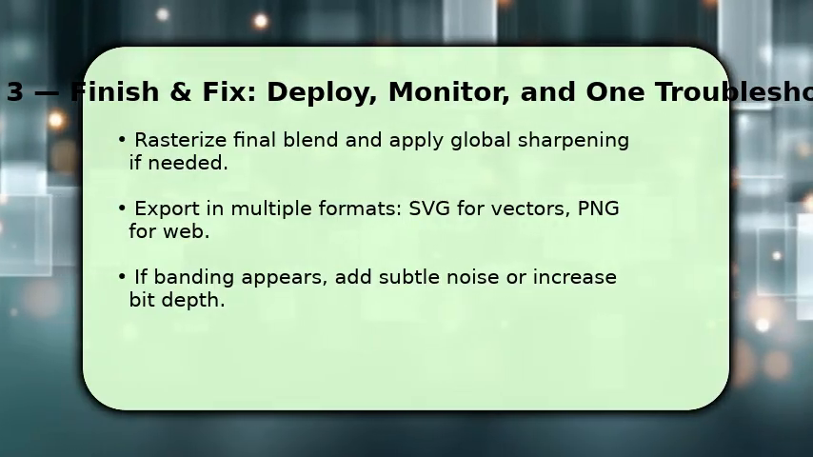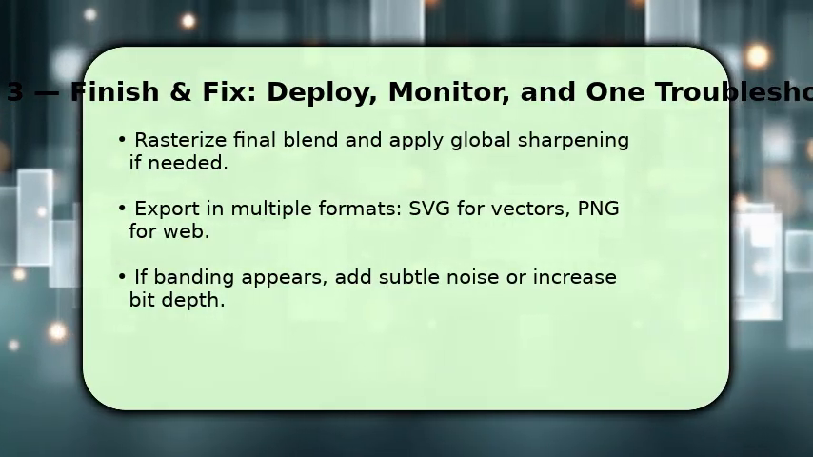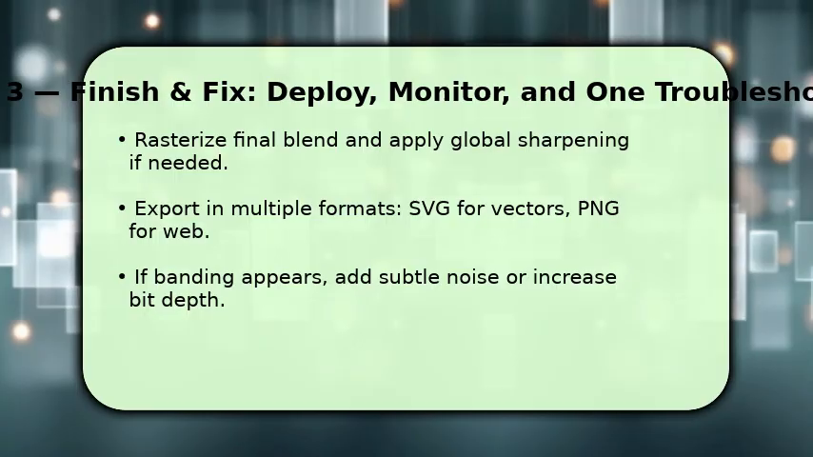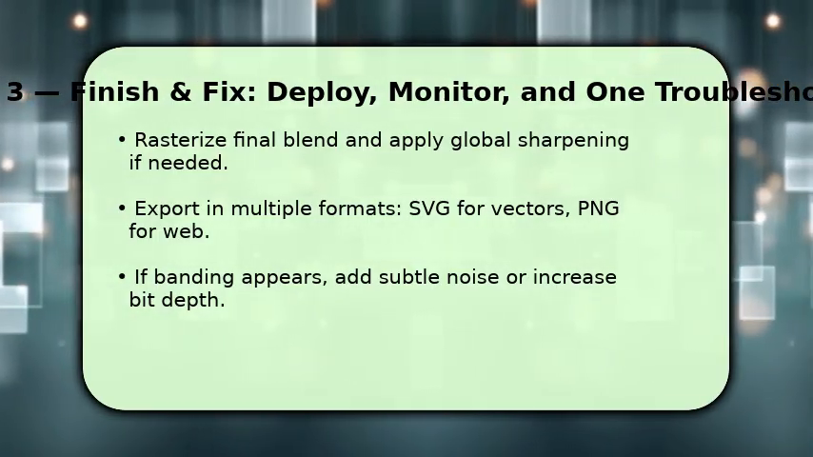If you encounter banding or color stepping, add a small amount of noise or increase the document bit depth to 16-bit. This smooths gradients and prevents visible artifacts. Try that first.